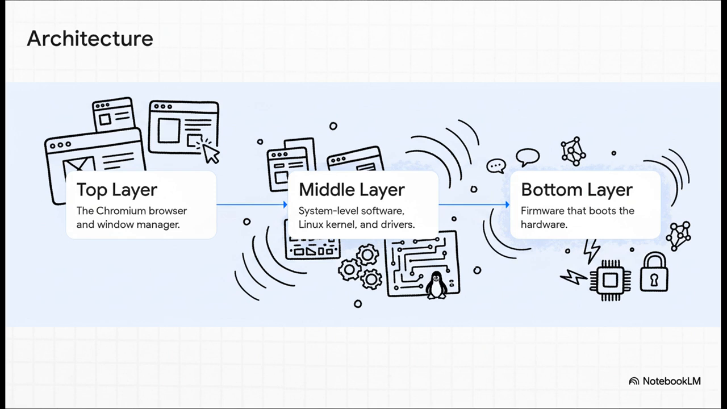So how does this thing actually work? Well, the architecture is actually pretty simple, which is kind of its genius. It's broken down into three main layers. At the very top, you've got the browser and the window manager. That's basically everything you see and click on. Right below that, you've got the system-level software. So the Linux kernel, all the drivers, the real nuts and bolts that make the machine go. And then at the very bottom, you have the firmware, which is the super essential code that boots up the hardware in the first place. Simple, elegant, and most importantly, totally open.